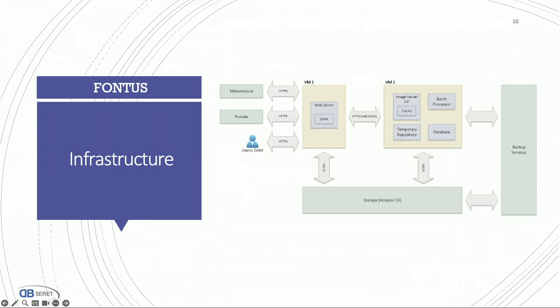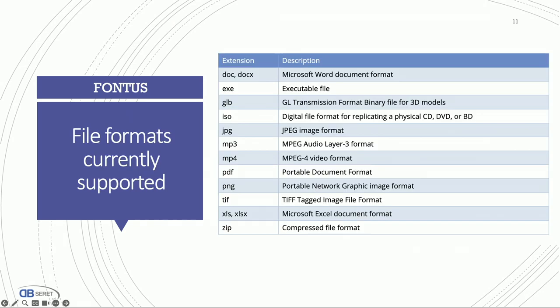In a nutshell, this is our infrastructure, and we have two virtual machines that interact with Amazon S3 services for storage and other Amazon services to perform backup operations. VM1 is the only machine exposed on the internet, and VM2 is within a private network. And here you can see the various formats supported for the Sardinia project.